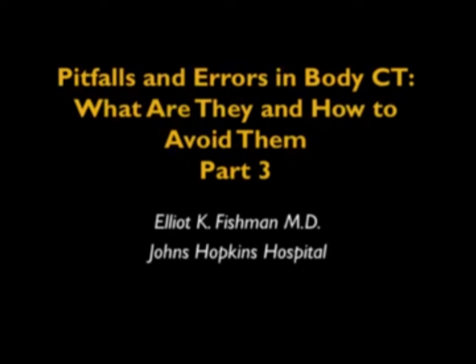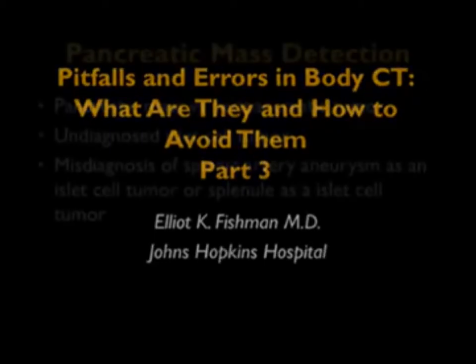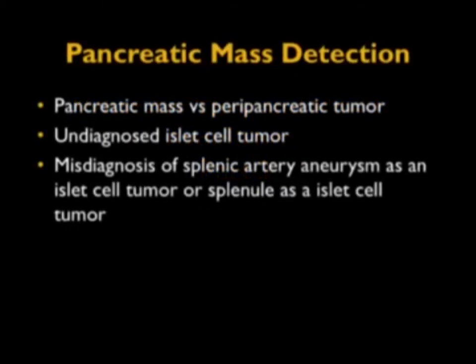And in this case, I'd like to pick up where we left off before and talk about some specific issues. And one is the pancreas. The pancreas is always challenging. Some of the pitfalls we see: is a pancreatic mass really a pancreatic mass, or is it peripancreatic? What about islet cell tumors and misdiagnoses with the splenic artery or anything that involves the spleen?